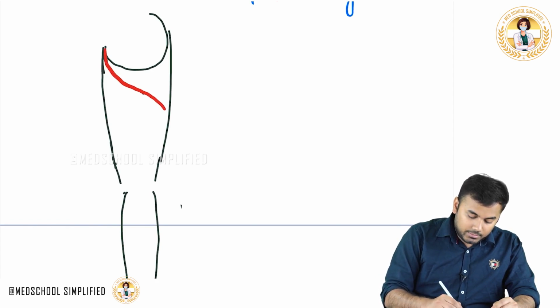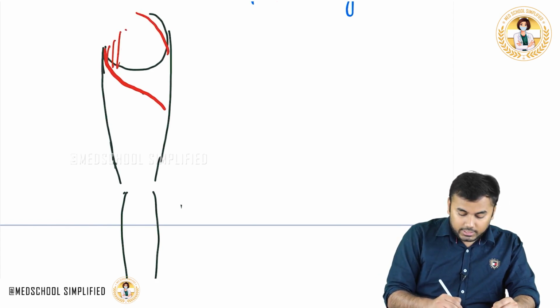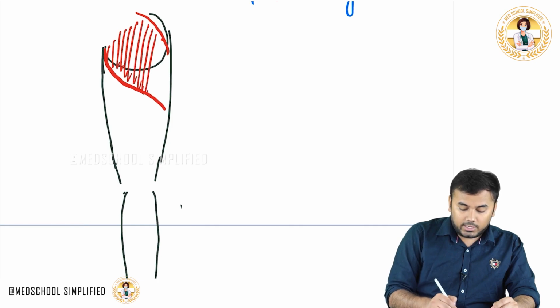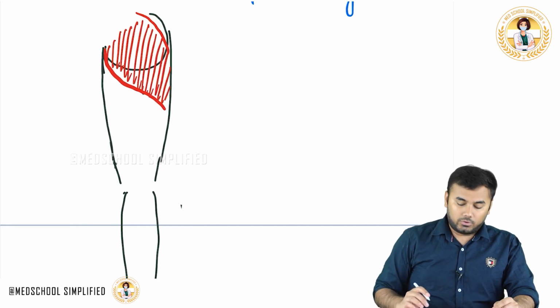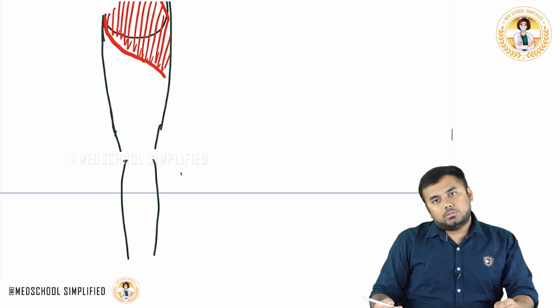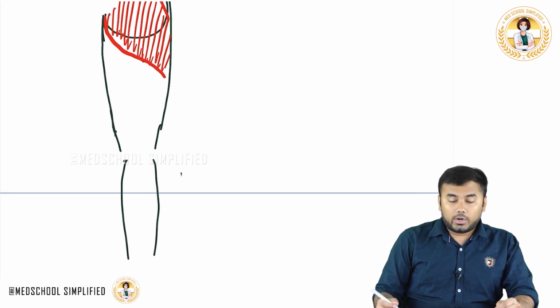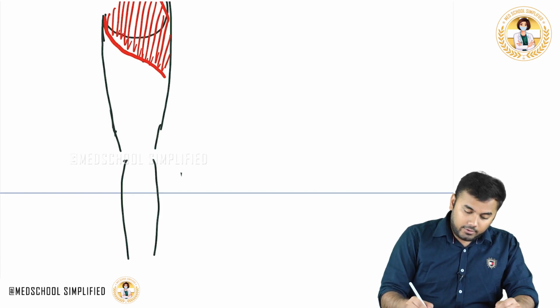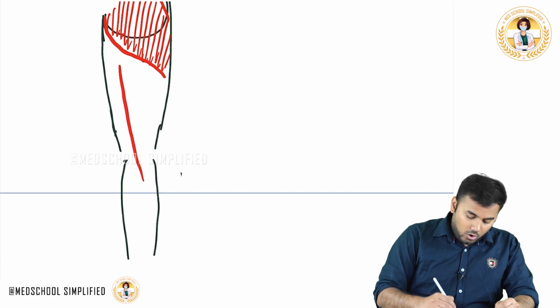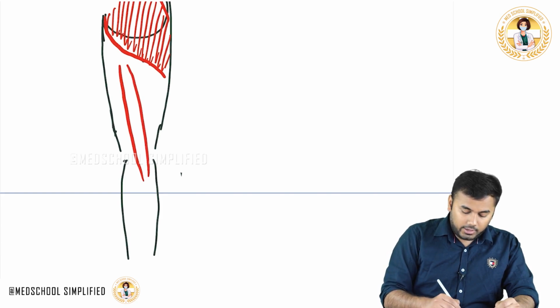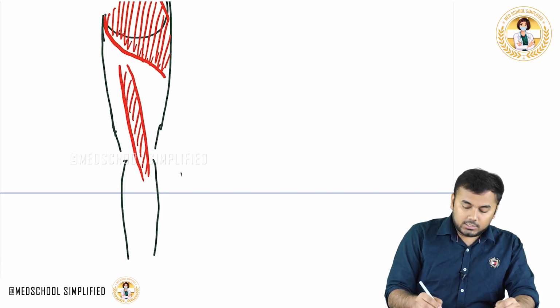The major gluteal muscle, what is that? That is your gluteus maximus. So this muscle over here is your gluteus maximus. And you know you have got biceps. There are two heads of biceps. One is called a short head, another one is called a long head. Let us say that here we have got the long head of biceps. So one is gluteus maximus and this is long head of biceps.